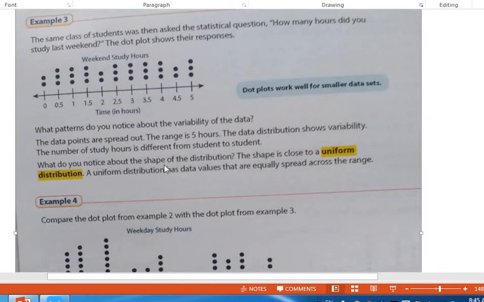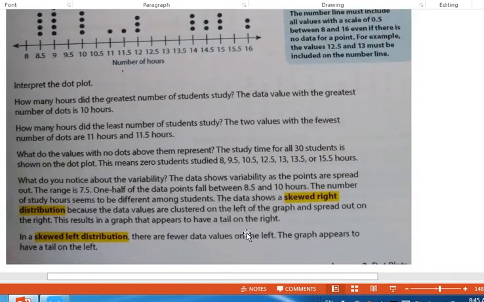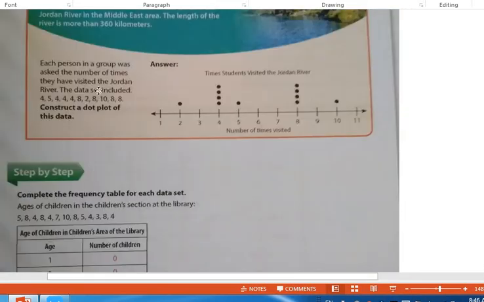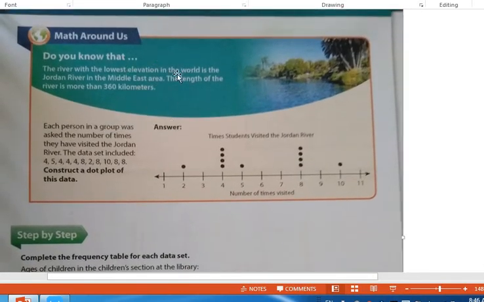What do you notice about the shape of the distribution here? The shape is close to a uniform distribution. A uniform distribution has data values that are equally spread across the range. It's almost equal, so it's called a uniform distribution. I have also told you about the skewed right distribution, the skewed left distribution and the normal distribution, the bell one. So I want you to know this information first.